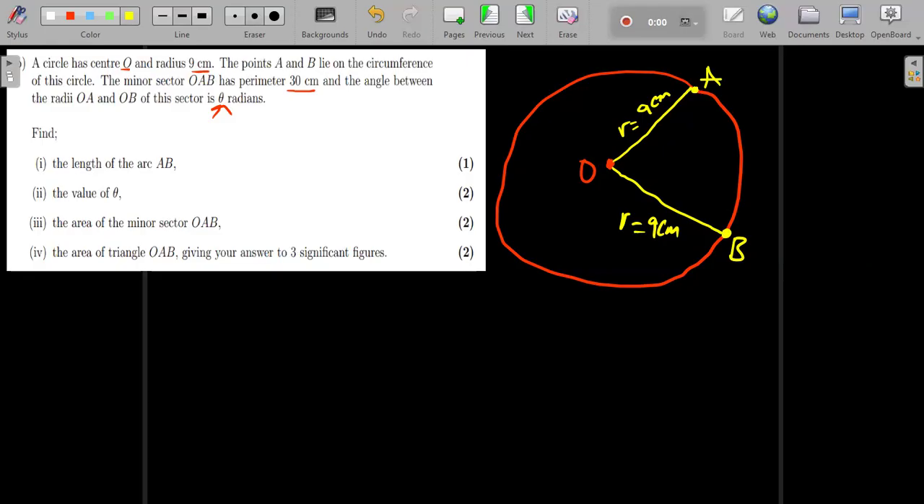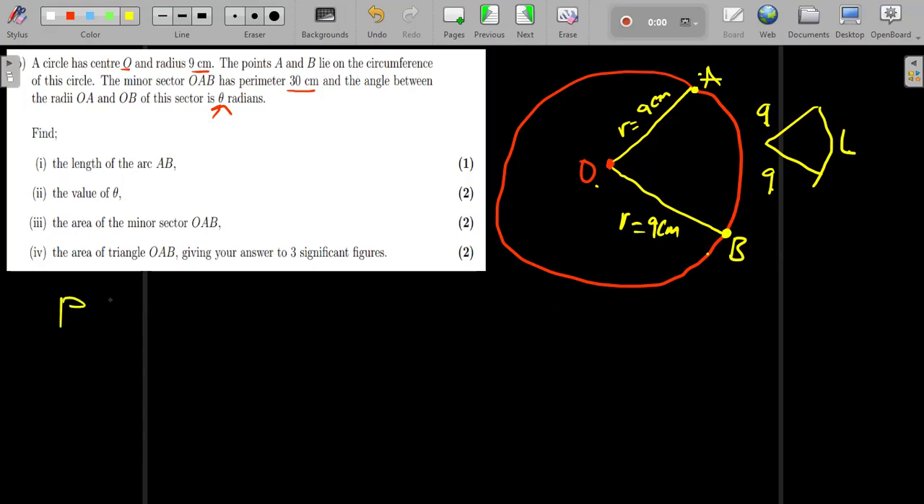So what else have we been told? We've been told that the perimeter of this sector OAB is 30 centimeters. Perimeter means we are adding the distance around that shape. So this is the shape that we have, and we're adding 9 here, 9, plus this arc length. Let's represent it by L. That arc length will be not R, but L. So when we add 9 plus 9 plus this L, we're getting 30.